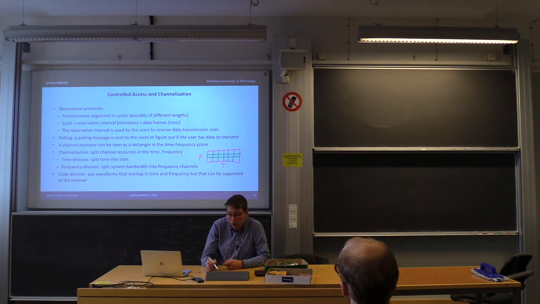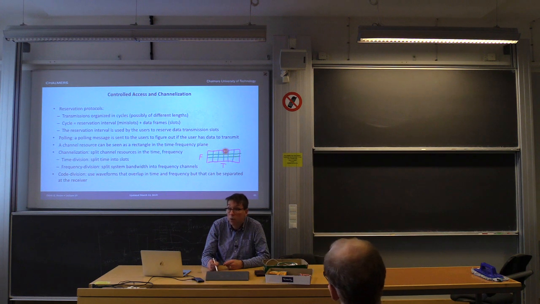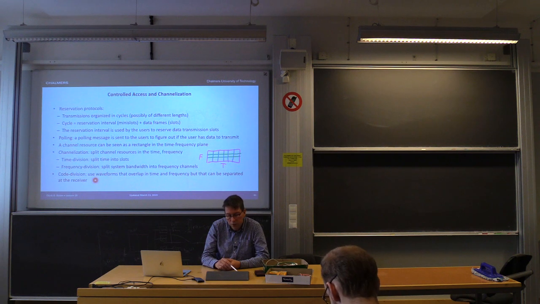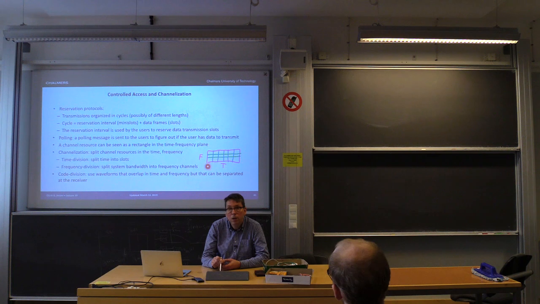In practice, we often use some type of hybrid between TDMA and FDMA. So we have squares in the time-frequency domain that we hand out to the different users. This hybrid is used in LTE, for instance. Then there is also something called code division, where we don't split up time or frequency. We just use signals which are uncorrelated with each other, but overlapping in both time and frequency.